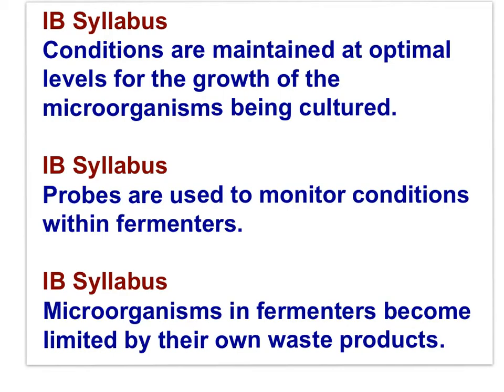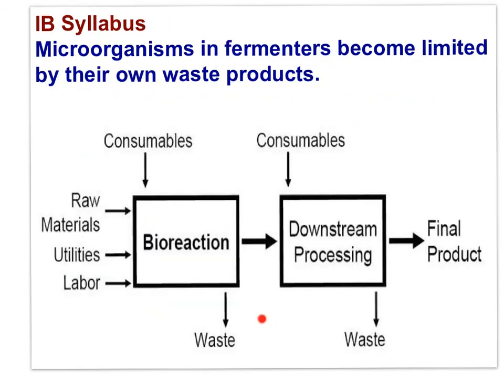Here are 3 IB syllabus statements, the first 2 of which I've already spoken to. Conditions are maintained at optimal levels for the growth of microorganisms being cultured. Probes are used to monitor conditions within fermenters. And lastly, microorganisms in fermenters become limited by their own waste products. If wastes are not removed, then the rate of reaction is slowed. Wastes must be removed in order to maintain high rates of production.